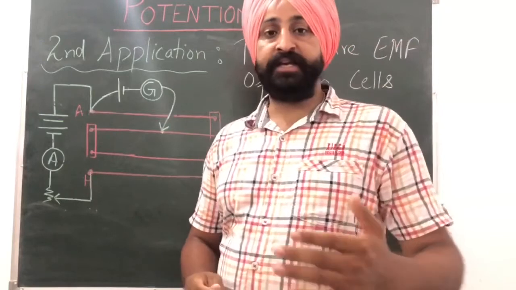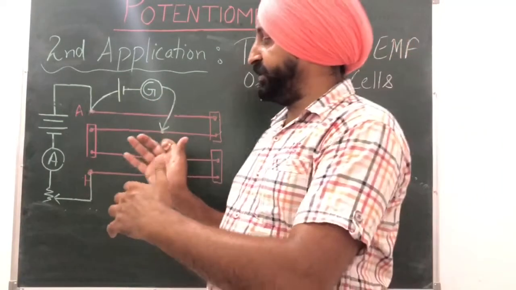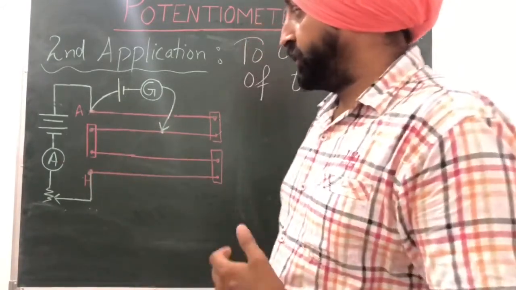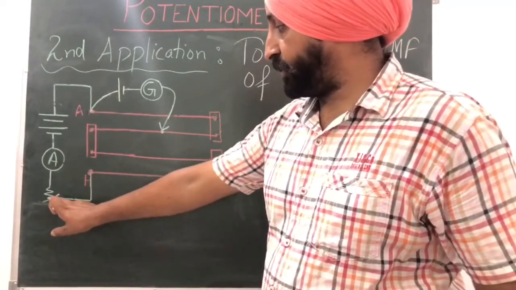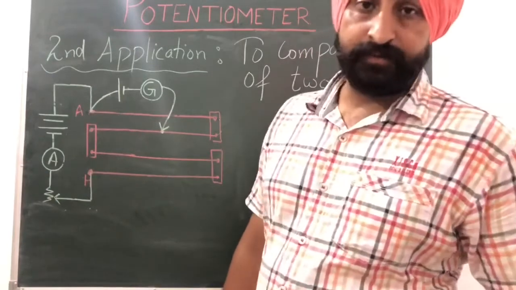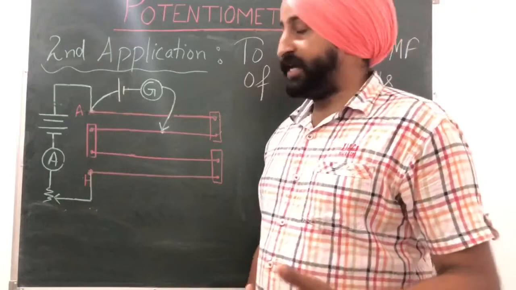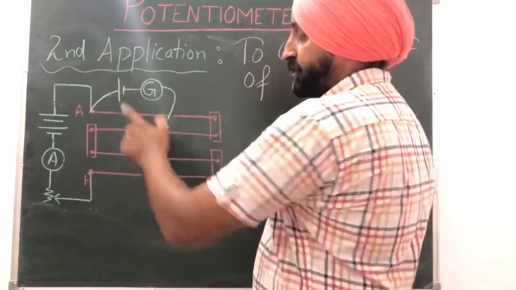To compare the EMF of two cells, our circuit will remain nearly the same as it was in the first application. Here we have a driver battery, ammeter, rheostat. Now you will have two cells whose EMF you need to compare. So firstly you will be connecting the first cell over here.